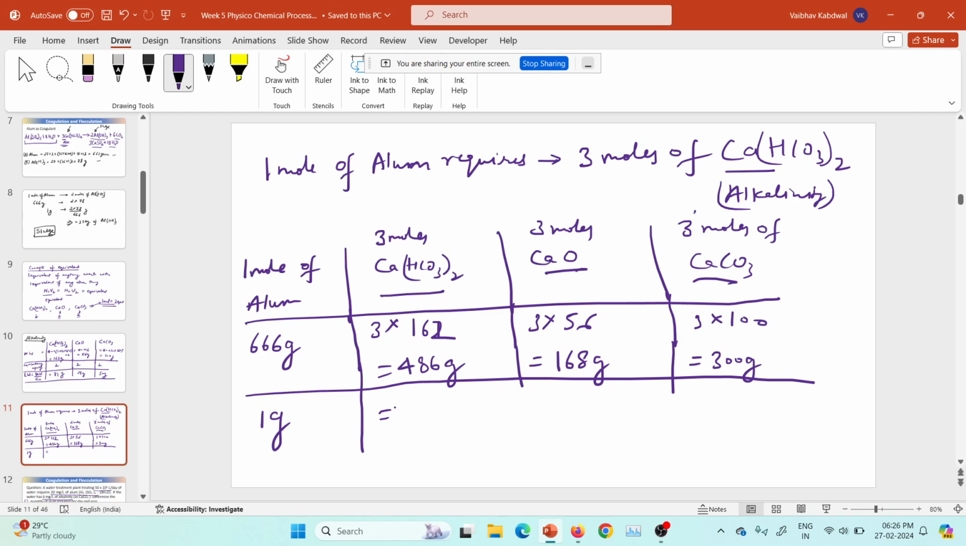So for 1 gram, it will come as 0.729 grams. And that will come as 0.252 grams. And it will come as 0.45 grams of CaCO3.